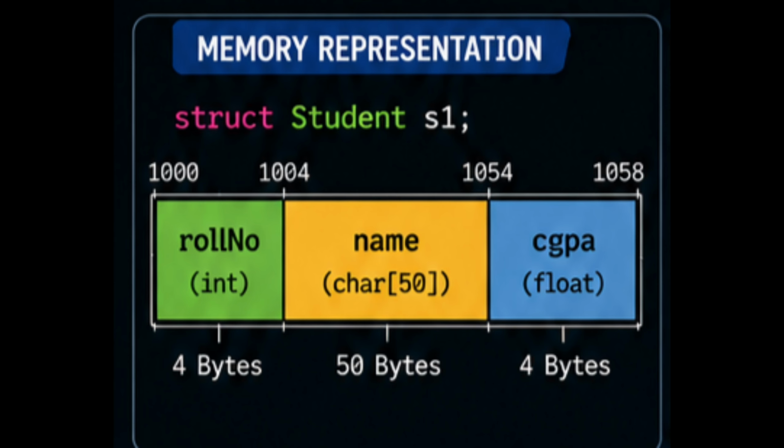Let us see how the memory is allocated in structures. For each data type, memory is allocated according to its memory size. So the memory is not considered as a single block.